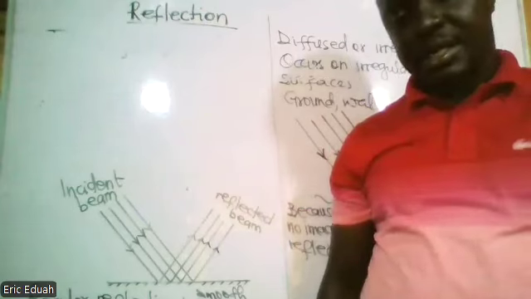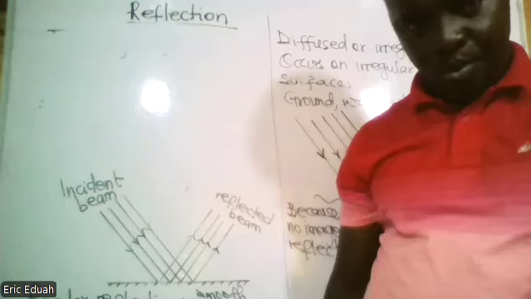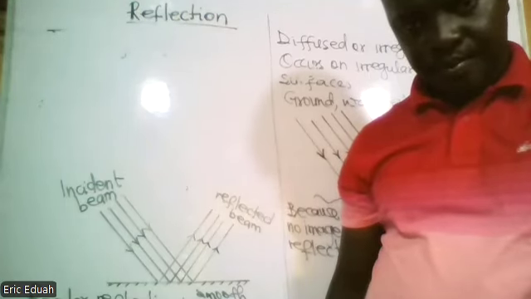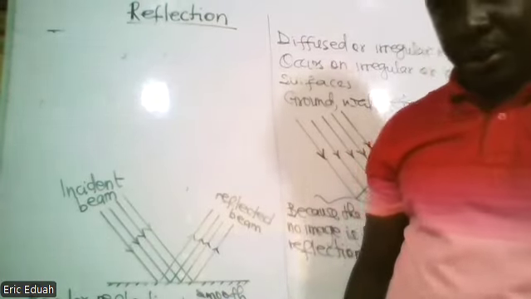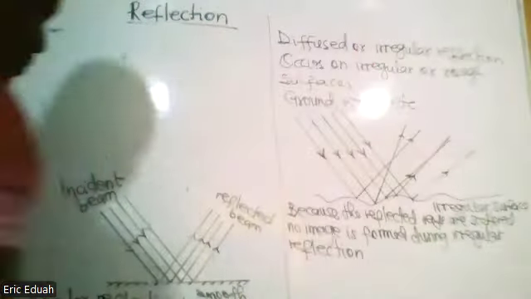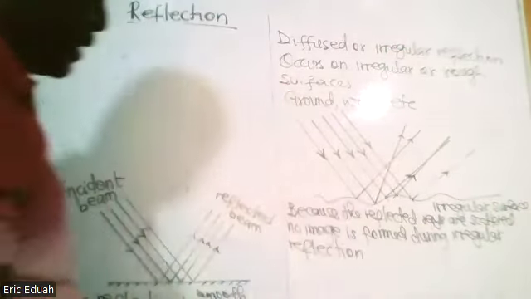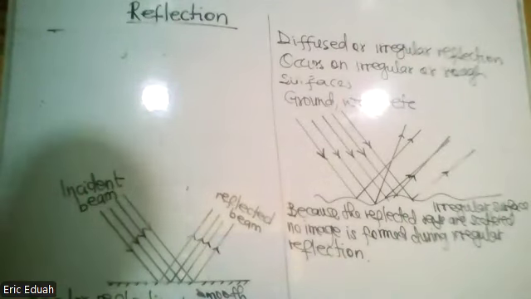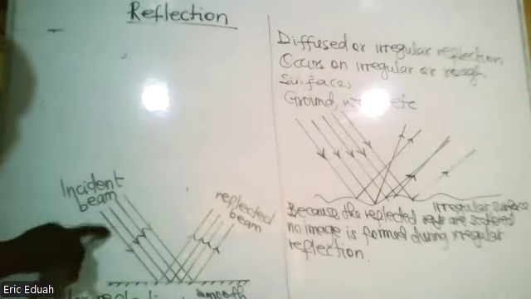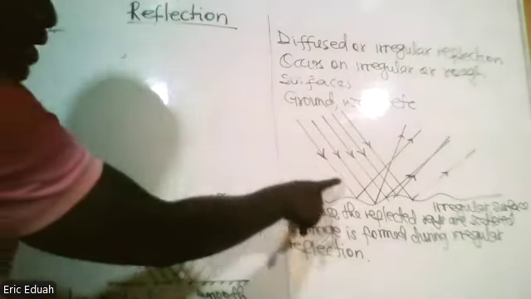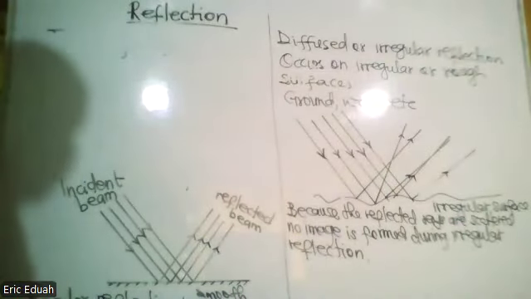Okay. Please, any question, any contribution? All right. So we've done regular and irregular reflection. And each of the incident and reflected rays obey the laws of reflection, just as this one also. So each one of the incident and then the reflected rays obey the law of reflection.